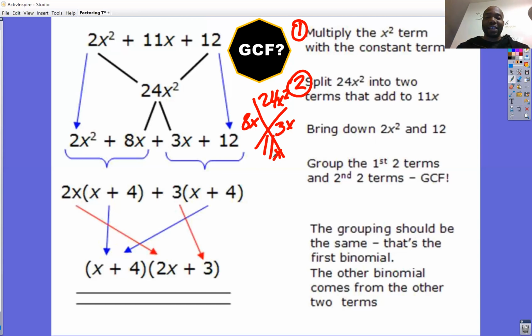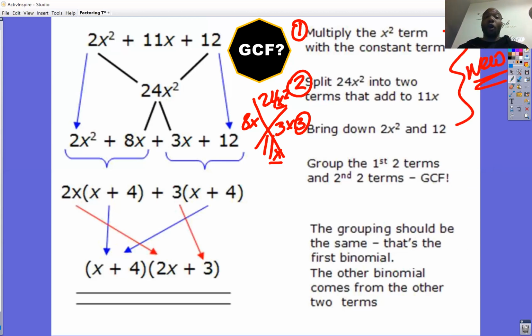The reason why I leave these x's here is because people forget to put them here, and they end up wrong. Okay, that's the second step that's new, right? The third step that is new is to bring down the first and the last term. So we bring down this first term of 2x squared, that forms like the wing over here. And then we bring down the 12, and that forms the other wing. Those are new.